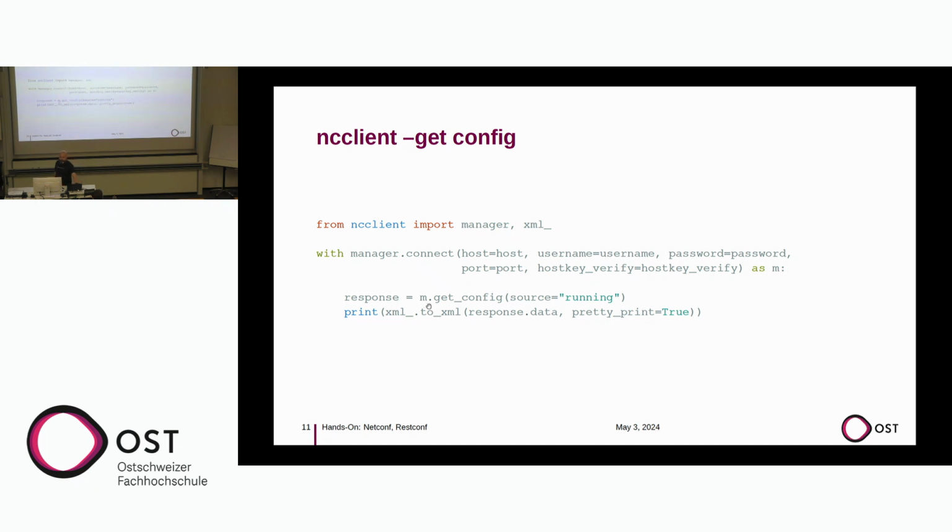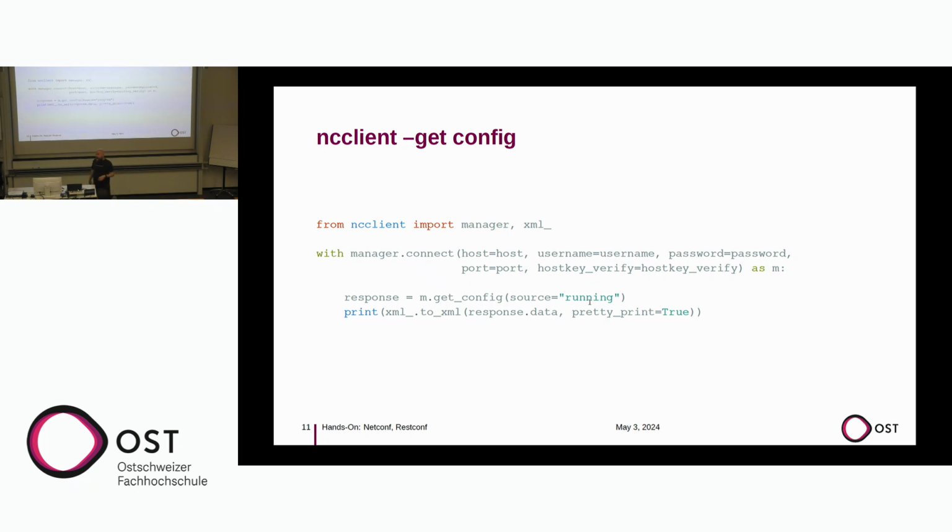With m.get_config, the RPC get-config is generated automatically and sent. We can also craft our own RPCs if we want, but normally we use the standard RPCs, so they're all available with this method. And we can say, I want to get the config from the running datastore or from the candidate datastore. And what we will get is the response, which of course includes the data with all the XML.